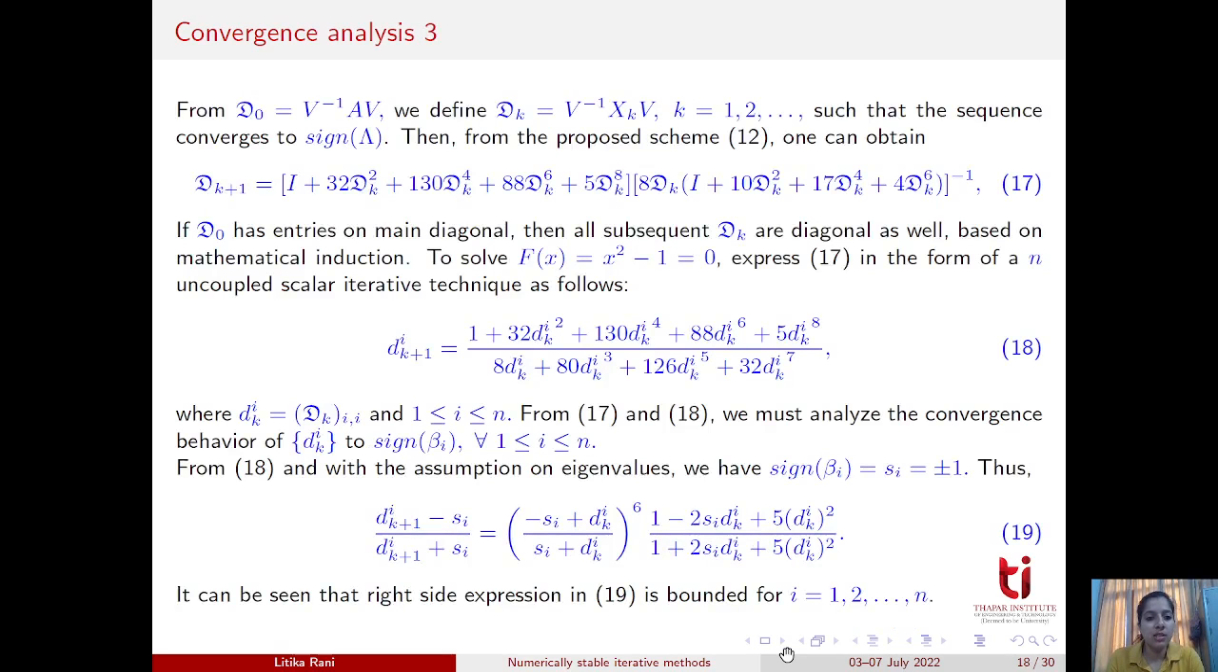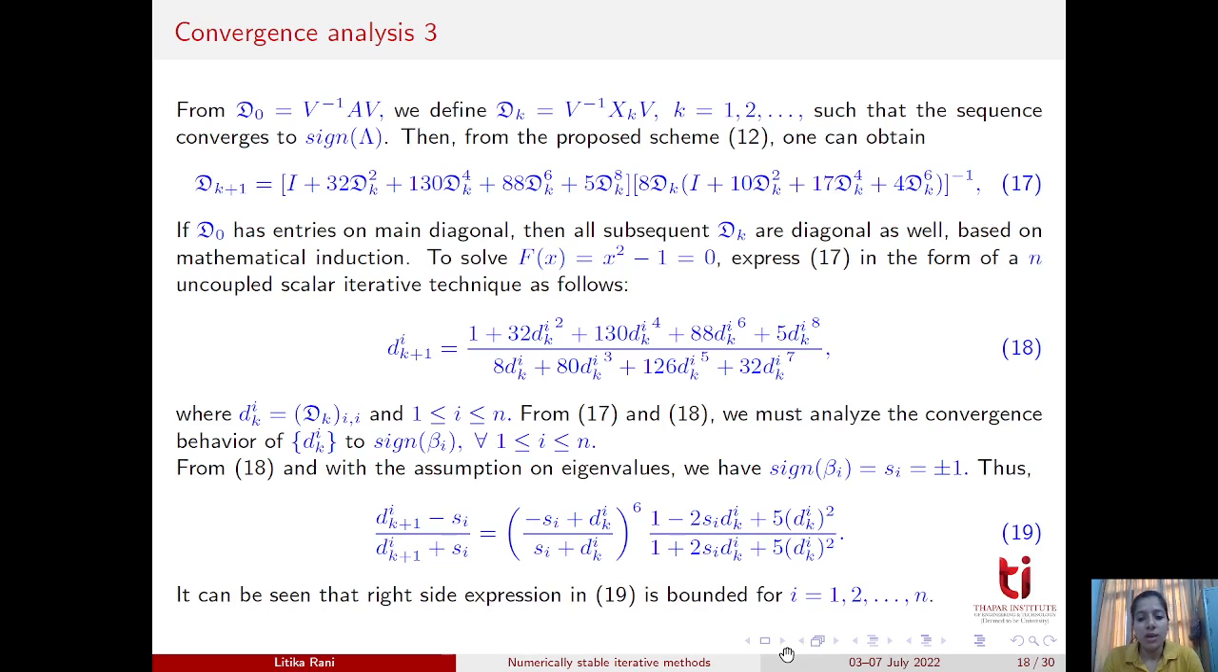Now consider that D0 is equal to V inverse AV, and accordingly we can generate a sequence Dk such that it converges to sign of lambda, and from expression 12 we can obtain expression 17. Now consider that D0 has entries on its main diagonal, and all the subsequent Dk are also diagonal as well. So to solve for f of x, we express 17 in the form of an uncoupled scalar iterative technique as follows by equation 18, where we can analyze the convergence behavior of Dk to sign of beta_i.